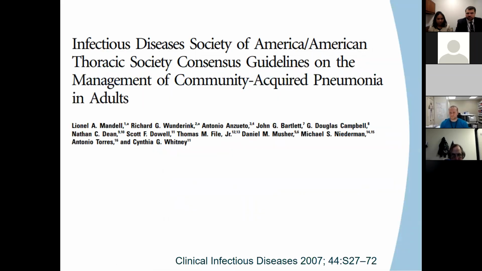And this is the one we're going to start with. This is the Infectious Disease Society of America guidelines on community-acquired pneumonia. So they have several different guidelines. Some of them are older than others, and they come out and update them frequently.